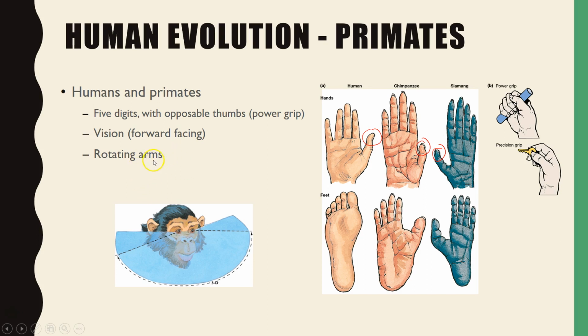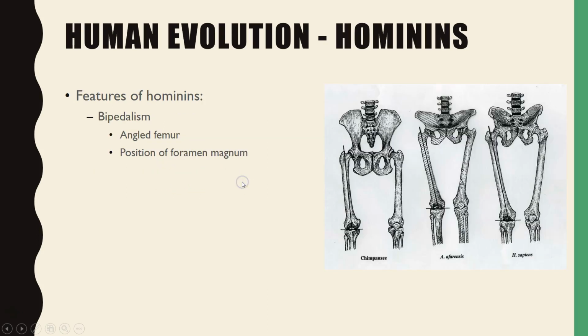We have arms that can rotate in a ball and socket motion, which we use to swing through trees. We have large brains relative to our body size. Other features of hominins, so specifically humans and their upright erect walking ancestors, include that we are bipedal.